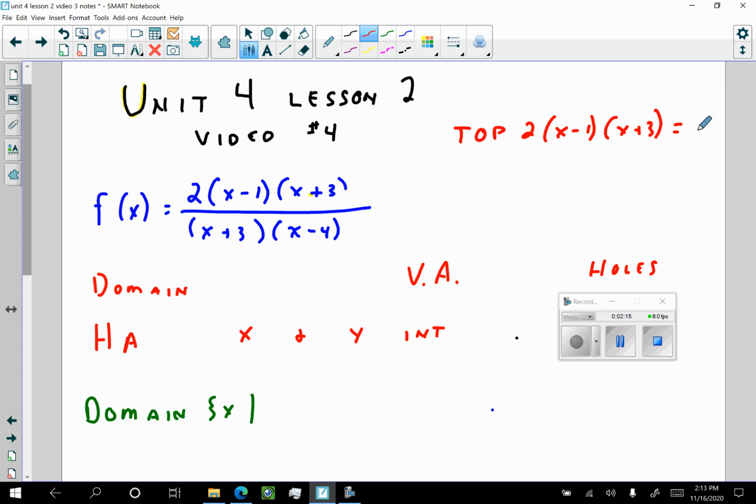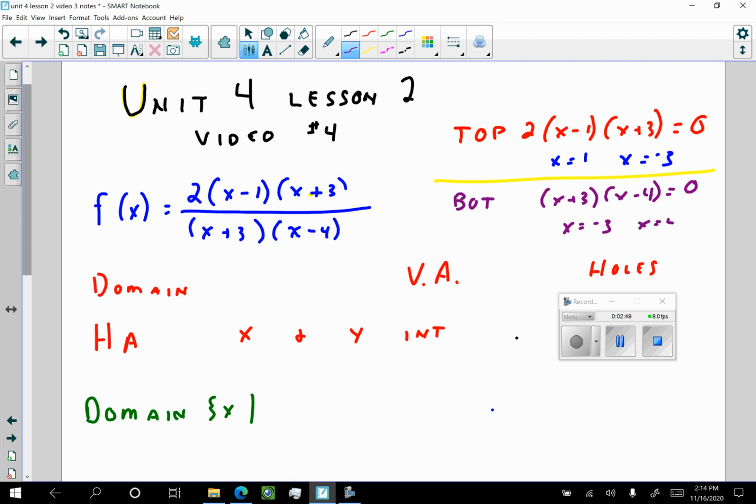If I want to know where the top is 0, the top is 0 at x equals 1 and at x equals -3. Those are the x values that are going to make the top 0, because we're going to need that. And I want to know where the bottom is 0. Here's the bottom: x plus 3, x minus 4. This is a really good hint, to find out where the top and bottom both are 0. And if you look, where's the bottom 0? The bottom is 0 at x equals -3 and at x equals 4. And that's going to help us right away.